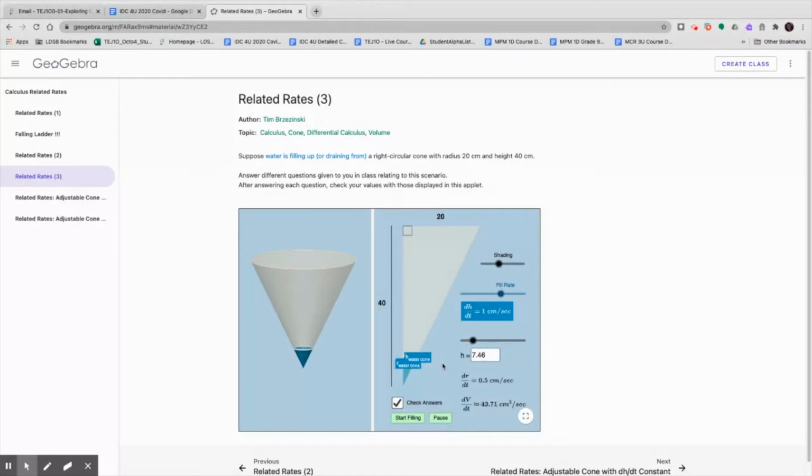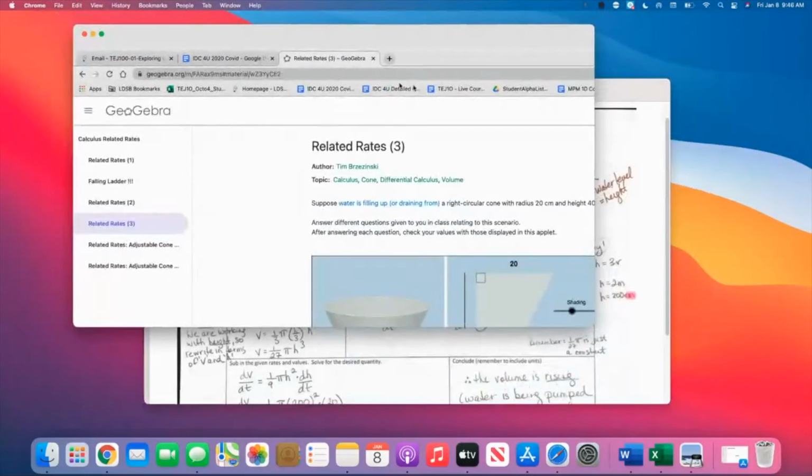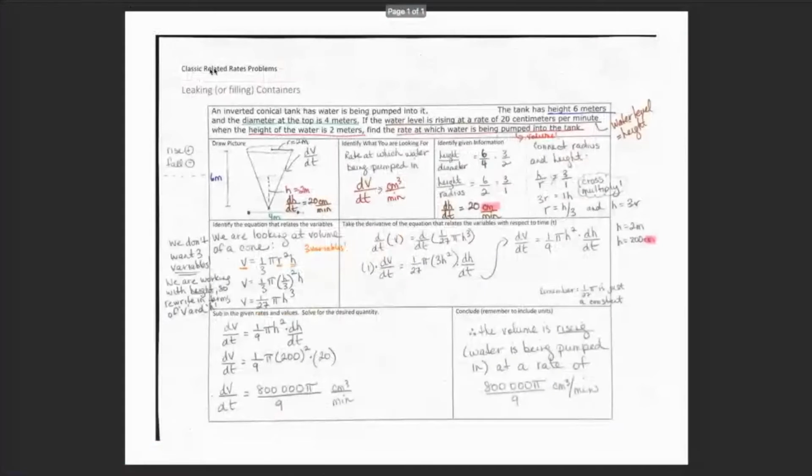So what we want to do is be able to predict what the change in the volume with respect to time is going to be for any given height in a case like this. So that is where we will begin looking at a problem. I'm just going to pull this one up. So here we have, again, the classic leaking or filling container problem. And this particular example is going to be a filling container problem.